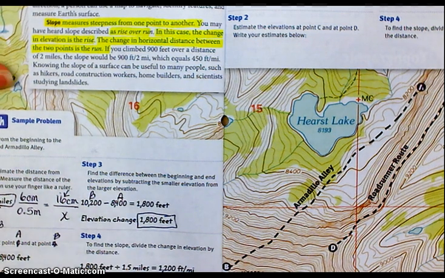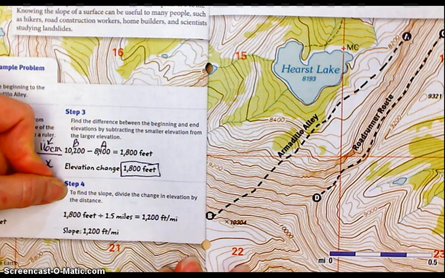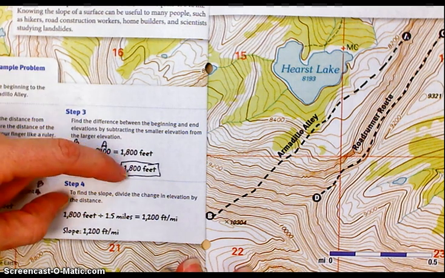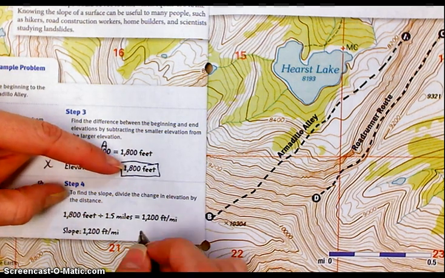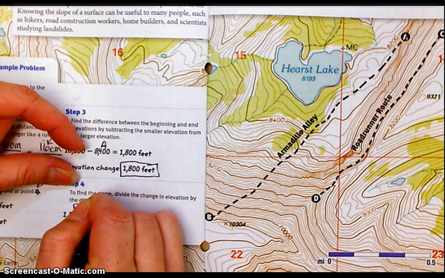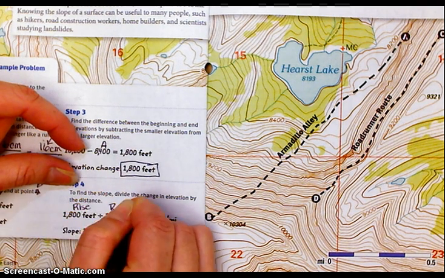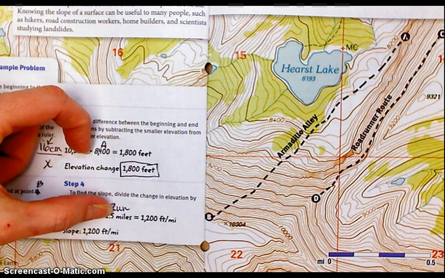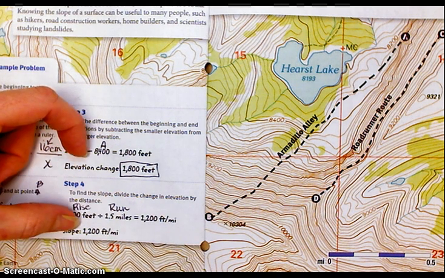And now we've got to find the slope. Remember, slope is rise over run. Rise is our change in elevation. Run is our horizontal distance. Okay? Rise over run. So you get 1,800 divided by 1.5, and you get a change of 1,200 feet every mile.